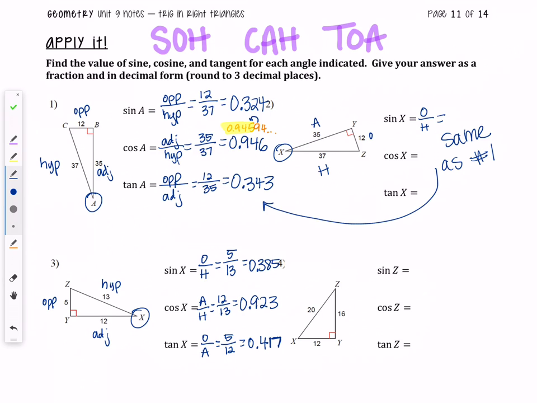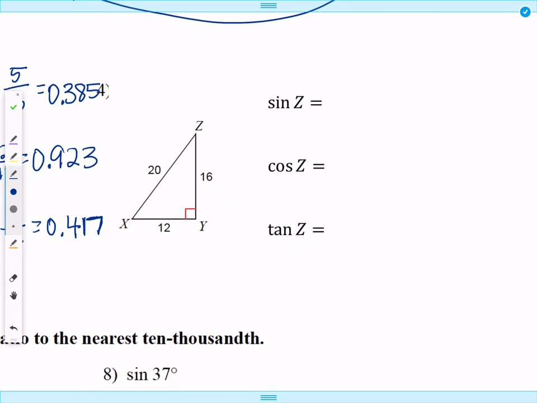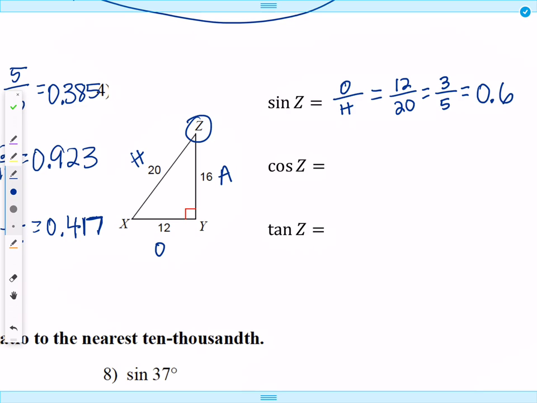So down here on number 4, let's see, it's all in terms of Z, so I'm going to circle Z. I'm going to label my O, my A, and my H. Sine is O over H, opposite over hypotenuse, so this is 12 over 20. If you'd like to simplify it, you can divide by 4 for each one. We get 3 over 5. And when we divide those, we get 0.6.